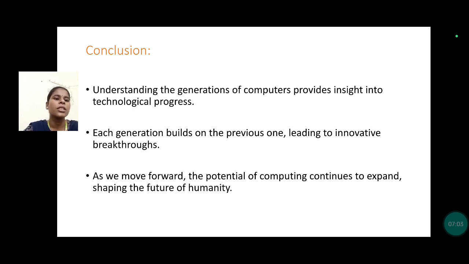Conclusion. Understanding the generations of computers provides insight into technological progress. Each generation builds on the previous one, leading to innovative breakthroughs. As we move forward, the potential of computing continues to expand, shaping the future of humanity.